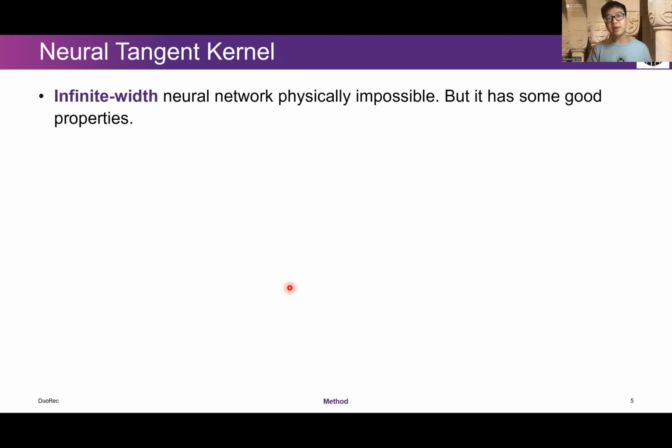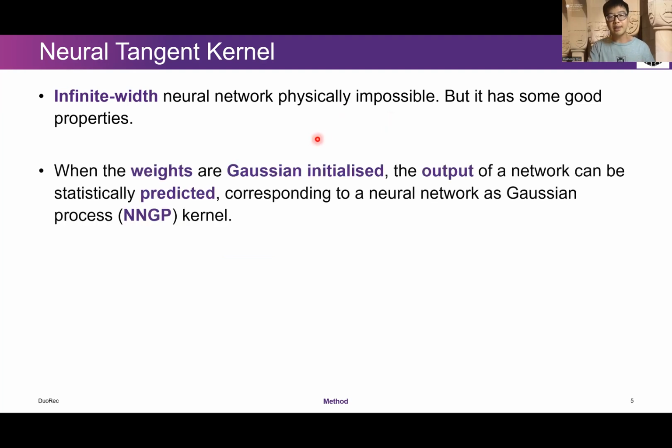In neural networks, there is one thing called the neural tangent kernel. So what is a neural tangent kernel? Imagine the situation when we have an infinite width neural network. For example, the width of the neural network is infinite. It's physically impossible, of course. We don't have hardware to host such a huge neural network. But in calculation, in mathematics, it has some good statistical properties. So what are the properties here?